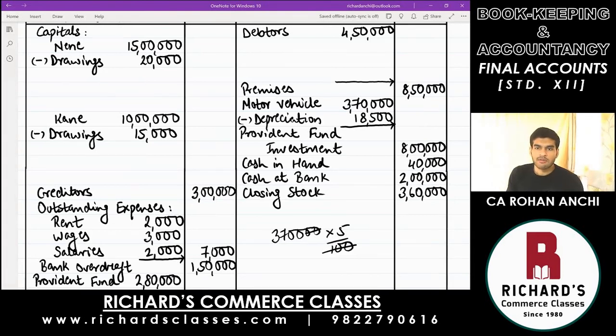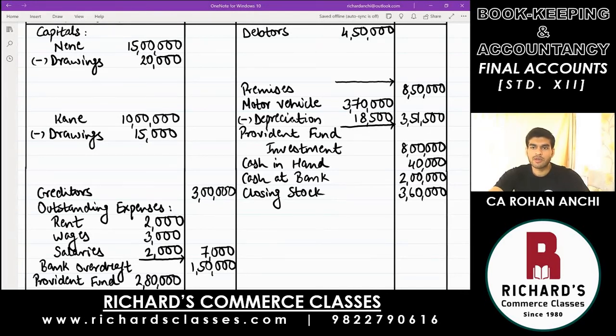Deduct and tell me motor vehicle in the outer column. 3,51,500. Is that right? 3,51,500. Yes, sir. Okay. This is one effect.